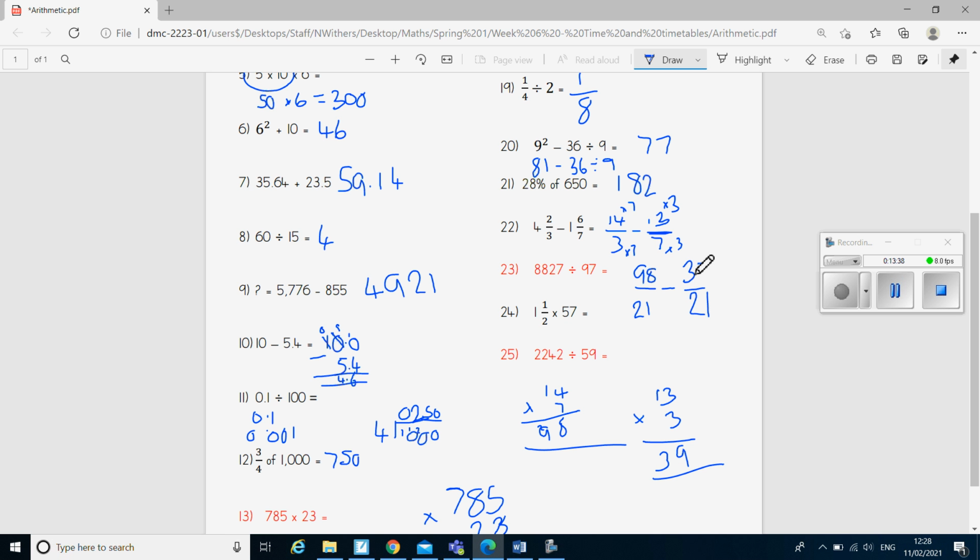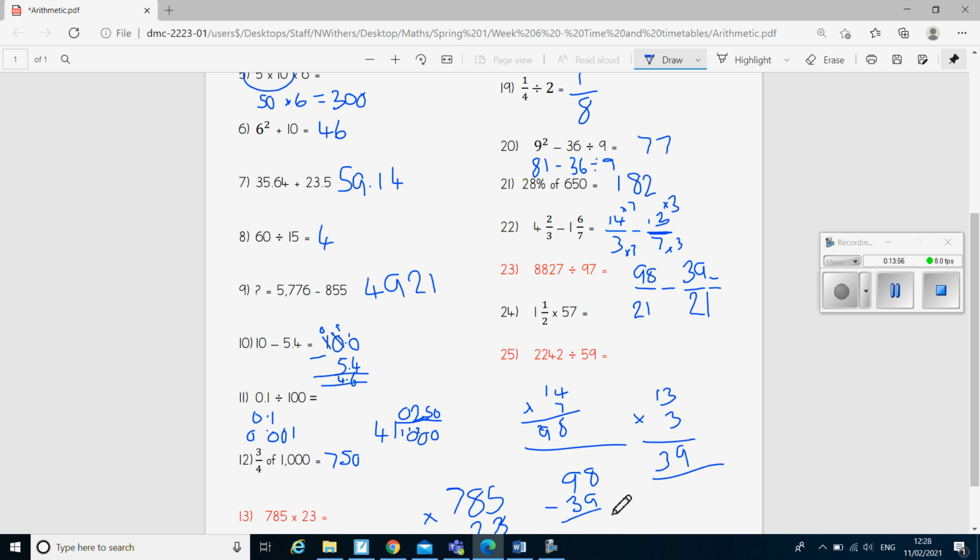So now I've got 98 21sts, take away 39 21sts. Now I can do it. I'm finally at that point where I'm going to be able to get to the answer, but I'm not there yet. Okay, 98 take away 39.